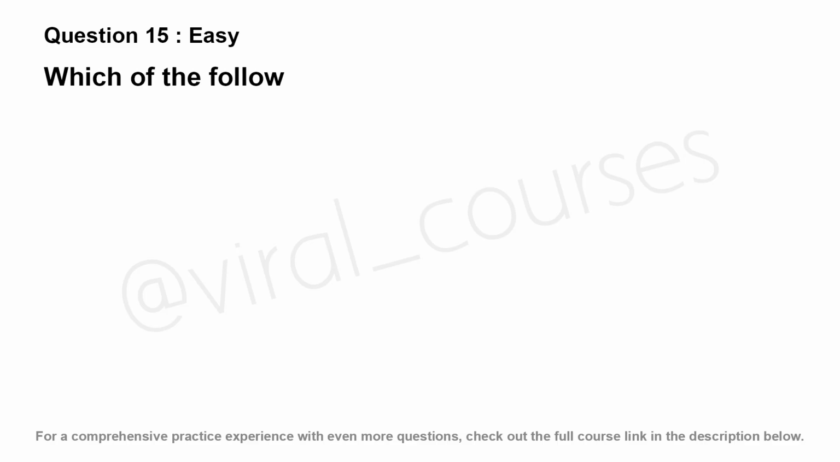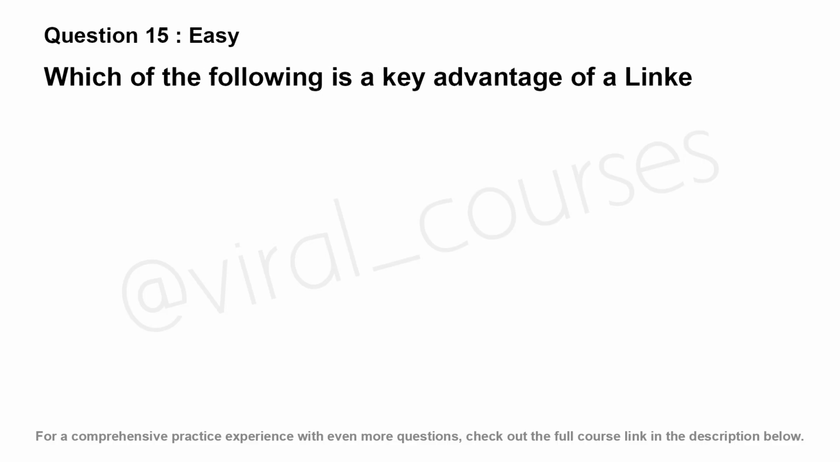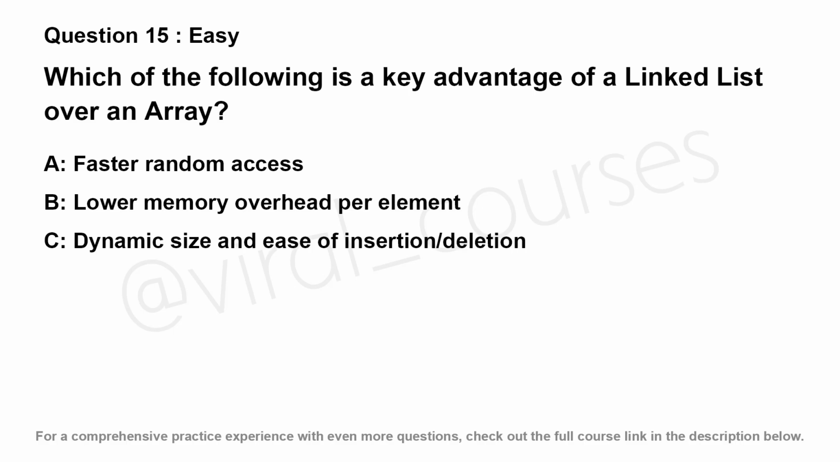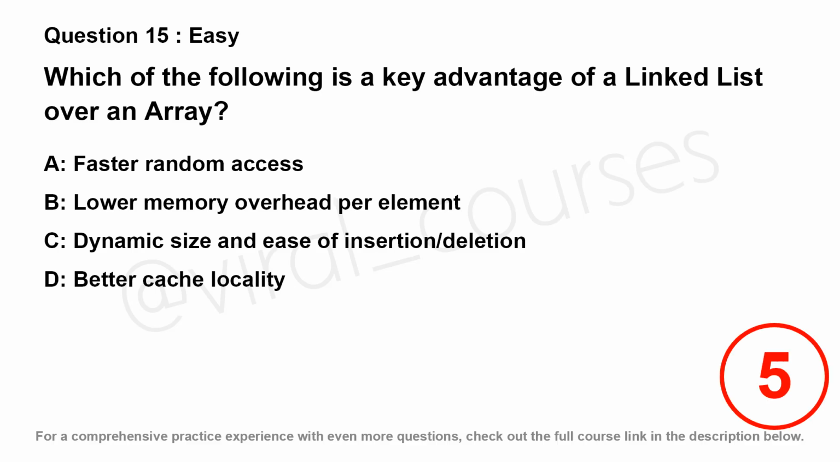Which of the following is a key advantage of a linked list over an array? Option A, faster random access. Option B, lower memory overhead per element. Option C, dynamic size and ease of insertion, deletion. Option D, better cache locality.